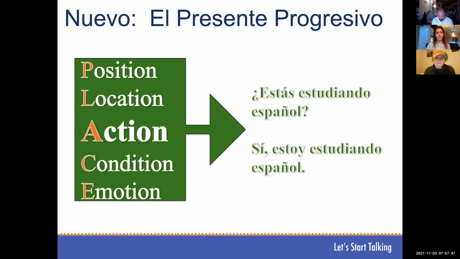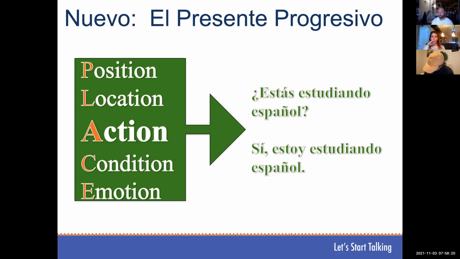So the PLACE acronym stands for position, location, action, condition, and emotion. And this is what we use to help us better understand the verb estar. So this third one we haven't learned yet. We've learned the other ones, but the action we haven't. This refers to what we call the present progressive, right? ¿Estás estudiando español? Are you studying Spanish? Sí, estoy estudiando español. Yes, I am studying Spanish. So this is the action that's in progress.